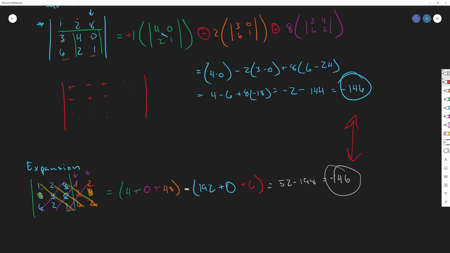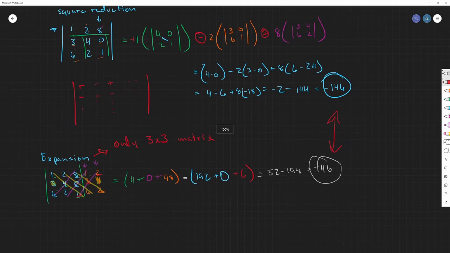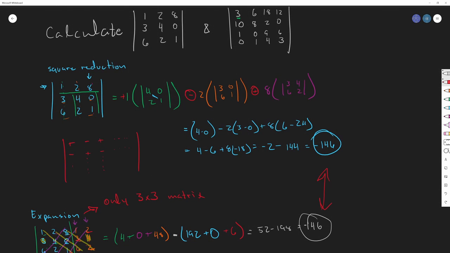So these are the two ways you can solve a 3x3 matrix. Remember, expansion only works for a 3x3 matrix. Anything above or below it will not work. So this is only for 3x3, and then the square reduction, that is for any n by n matrix.